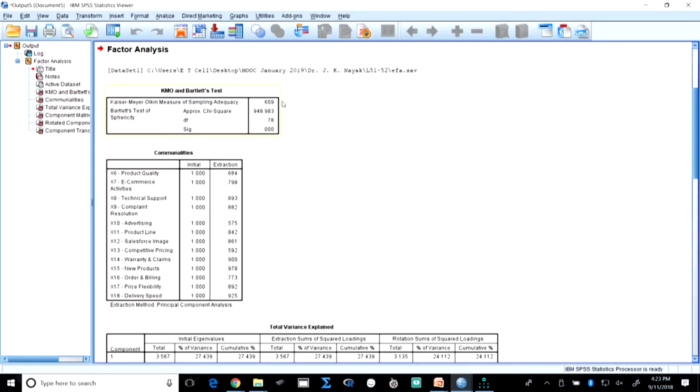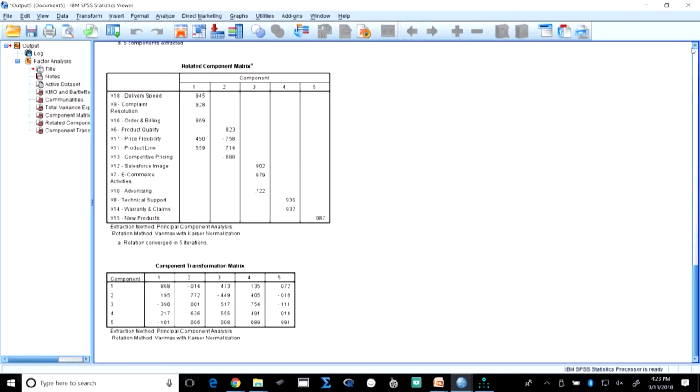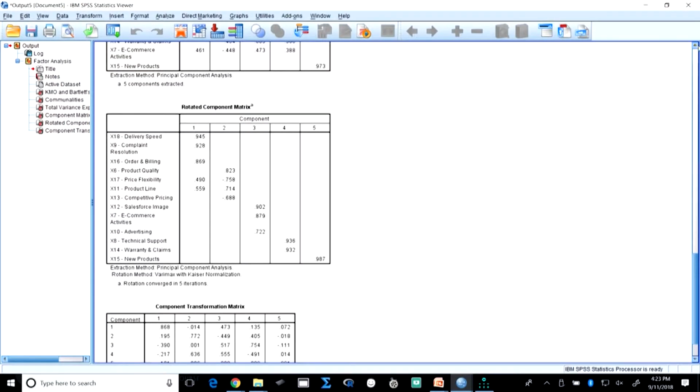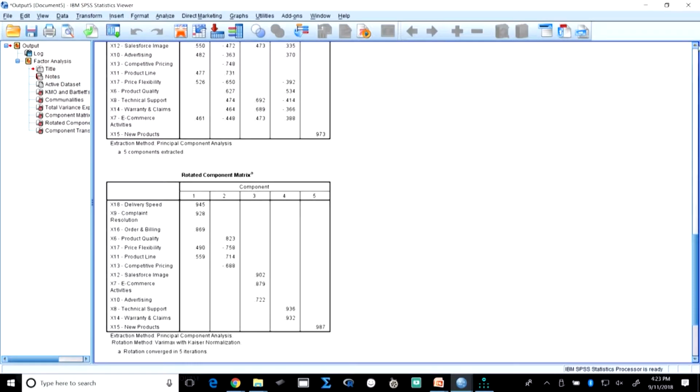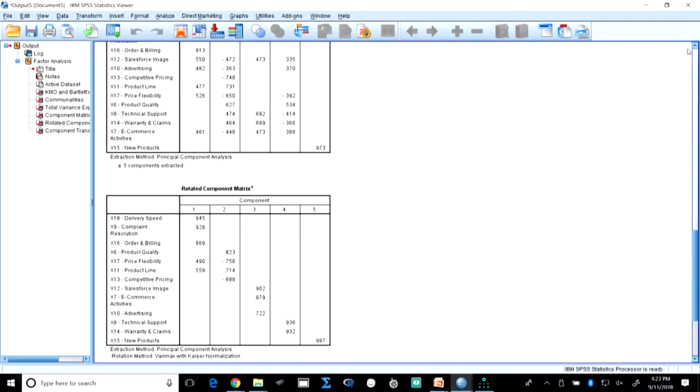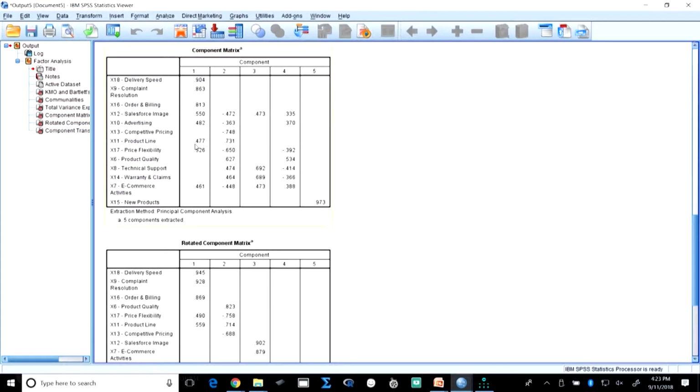So, KMO is good, it is above 0.5, and this is significant. Now, I had explained to you about the role of communality also, right. So, now look at the rotated component matrix. If you look at this matrix, let us go up, it looks a little more complicated, there are a lot of cross loadings, that means one variable is loading onto several factors, factor 1, factor 2, factor 3, factor 4, factor 5.